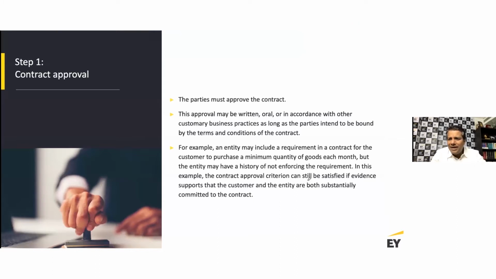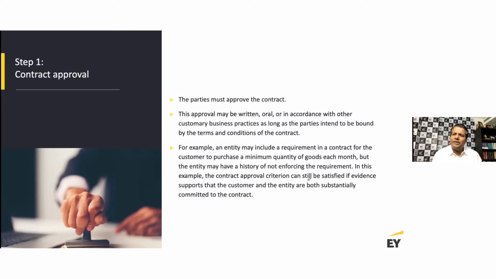Now let's look at an example. An entity may include a requirement in a contract for the customer to purchase a minimum quantity of goods each month, but the entity has a history of not enforcing the requirement. In this example, the contract approval criteria is met, as both the parties have signed off. You may have decided not to enforce the contract. That's a separate issue, but the criteria has been met if the evidence supports that the customer and the entity are both substantially committed.